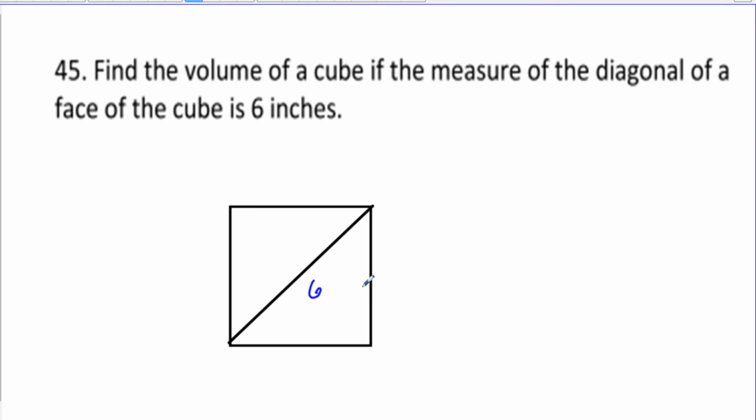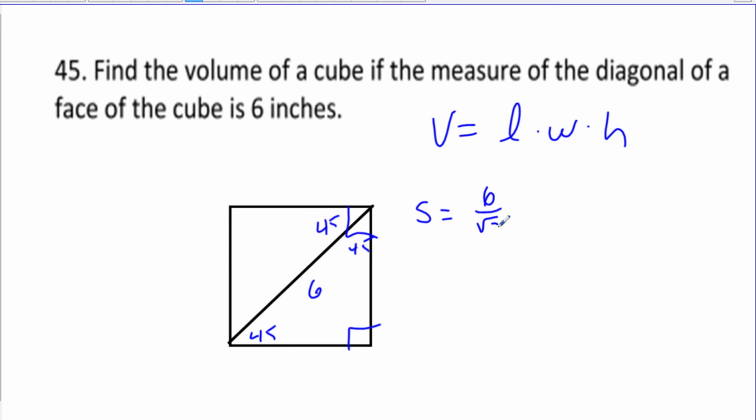Okay, so we need to find, not the area, we need to find the length of one of the sides of these squares, because volume, what we're ultimately trying to get at is length times width times height. And for a cube, those are all the same. So I just need to find out what one of these sides is worth. So again, a square had a 90 here, but we broke it up into a 45, 45. And it looks like I have a 45, 45, 90. So one of these sides, which I'll call S, is worth 6 over the square root of 2.